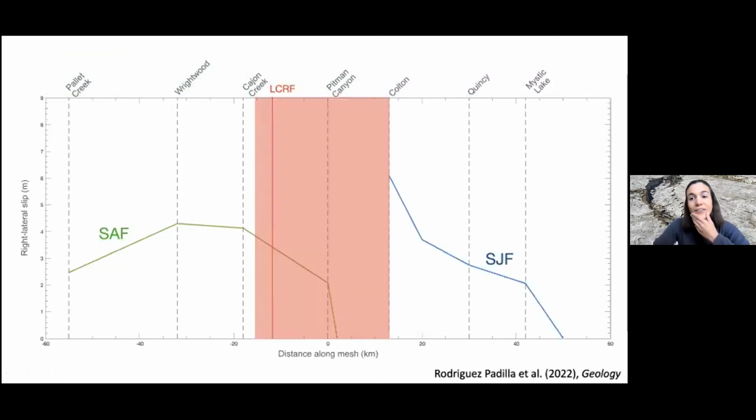And now we are going to see what happens in this northern San Jacinto fault. So what I'm going to do here is test different slip distributions on the northern San Jacinto and see how much slip they trigger on the LCRF.